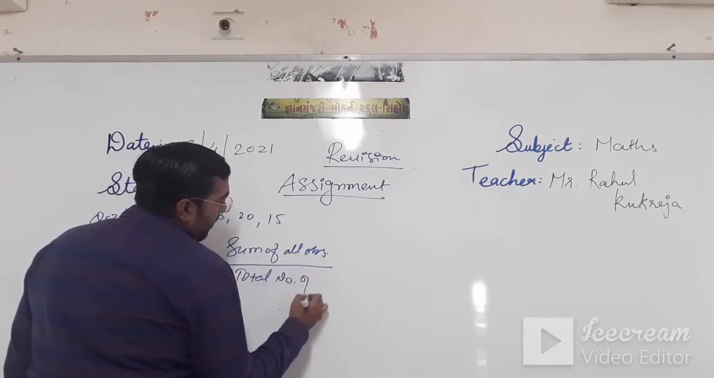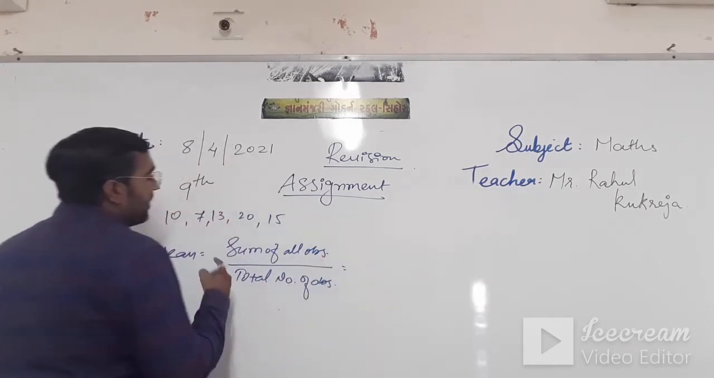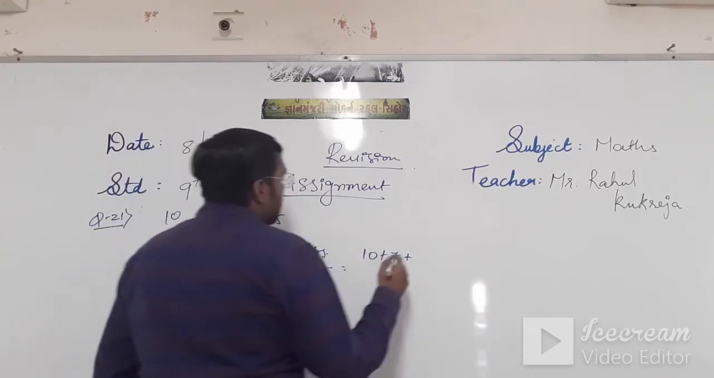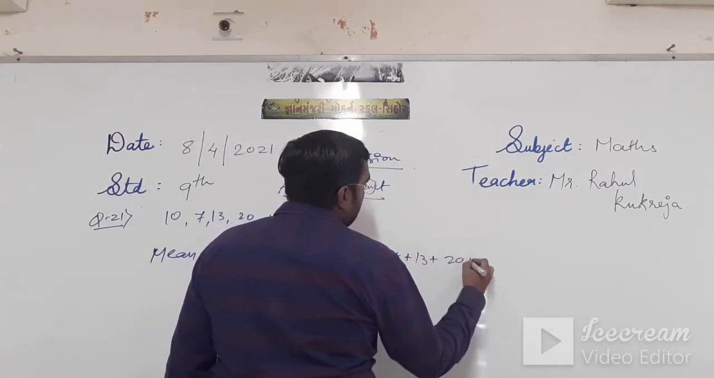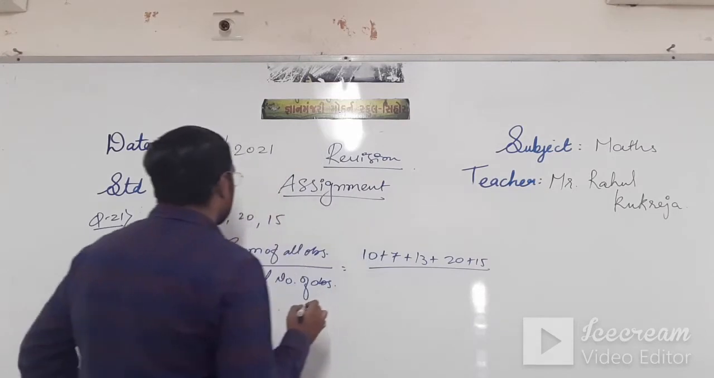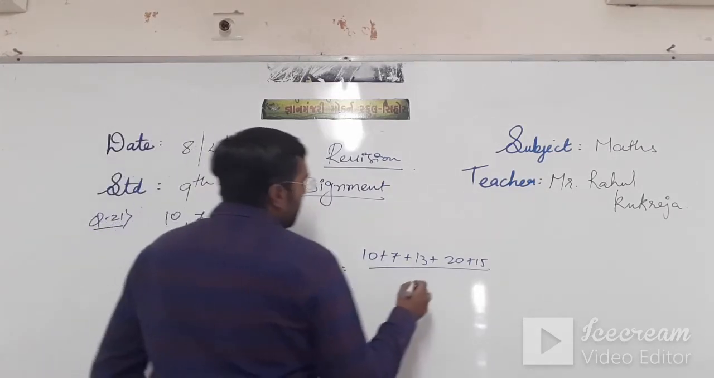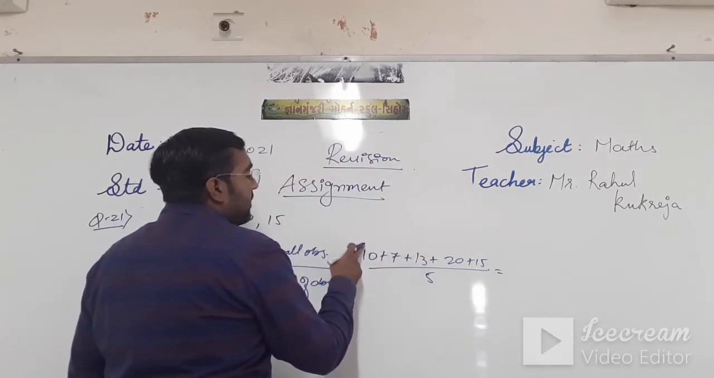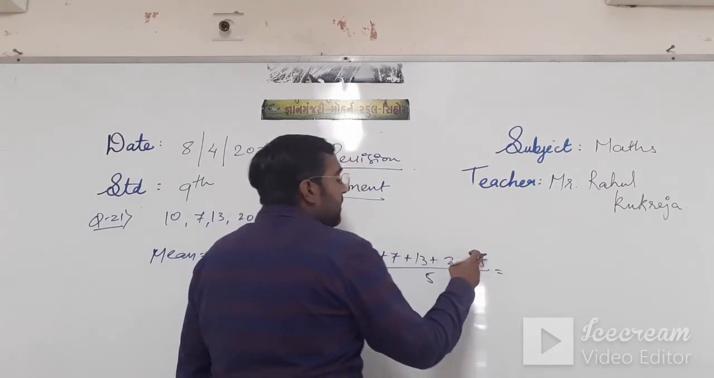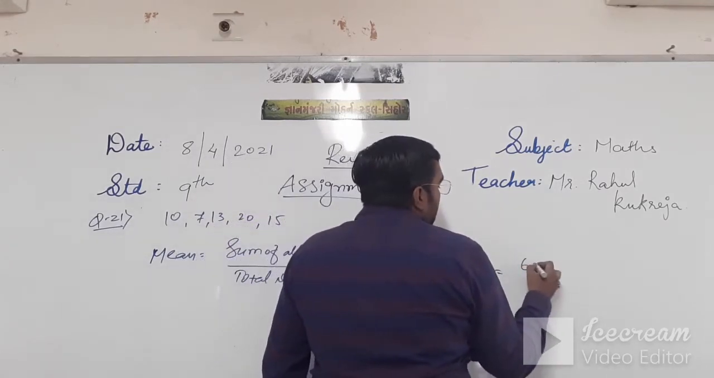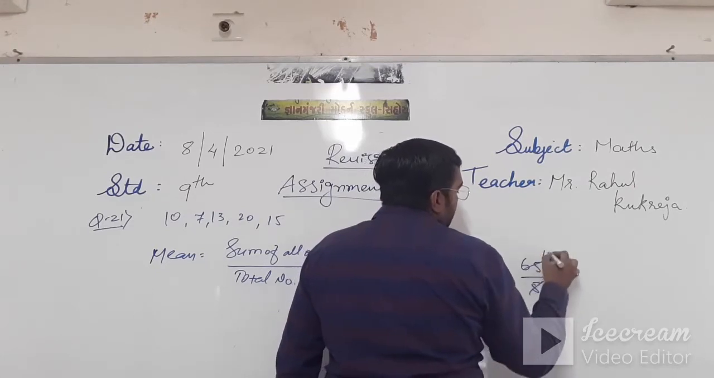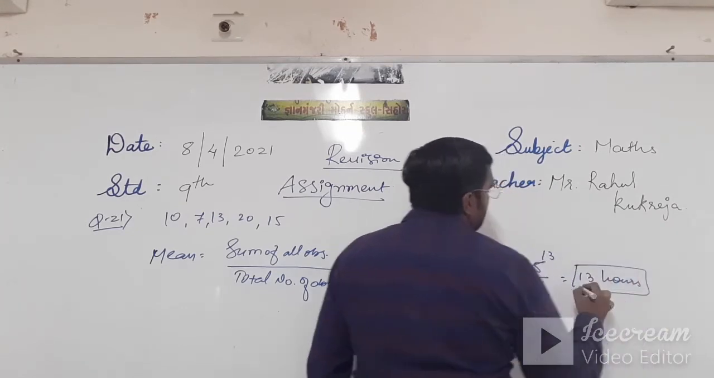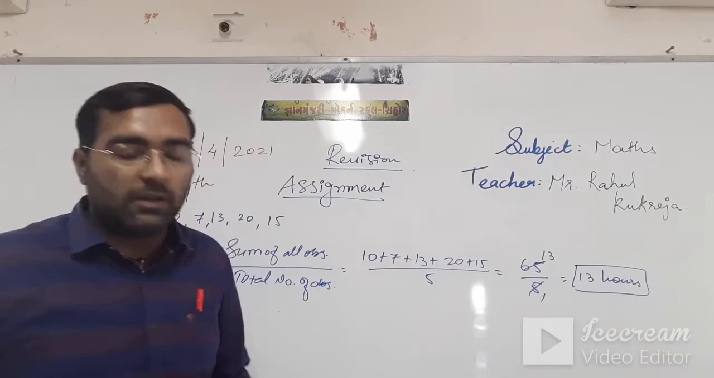टोटल नंबर ऑफ ऑब्जर्वेशन. तो सम ऑफ ऑल ऑब्जर्वेशन, सारे को ऐड करो. 10 + 7 + 13 + 20 + 15 divided by total number of observations, that is 5. So now 13 + 7 is 20, 20 + 10 is 30, 30 + 20 is 50, 50 + 10 is 60, 60 + 5 is 65, upon 5. 5 13s are 65, so there is 13 hours. Mean time that is 13 hours. Clear?